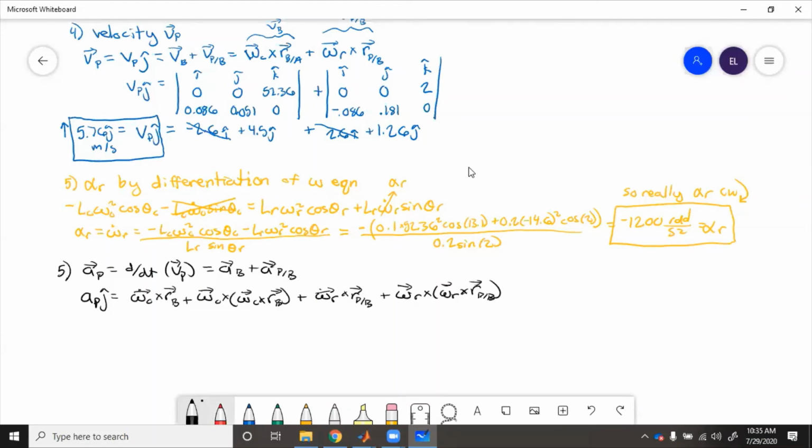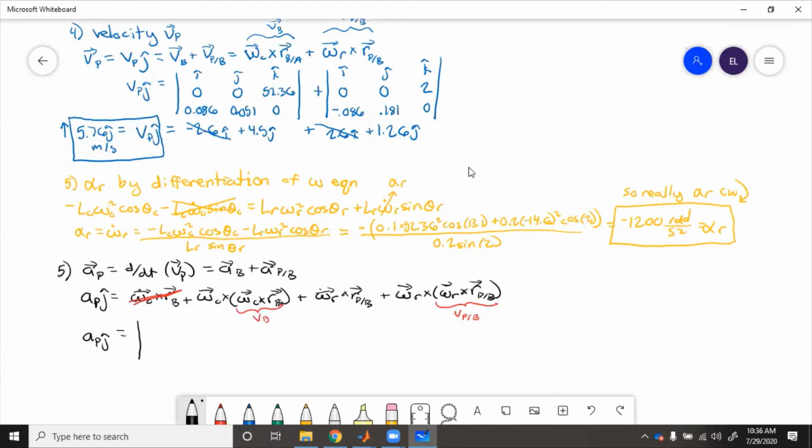Okay, so this seems kind of like a big mess, but there's some stuff we can simplify. So omega C dot, we remembered, is 0 because omega C doesn't change, it's constant. And then this part here, this is VB. And then this part right here is VP with respect to B. So keep going down, then AP, J hat, equals, we're going to start putting things into these cross products.